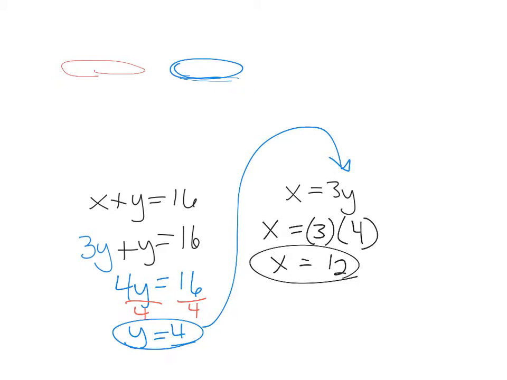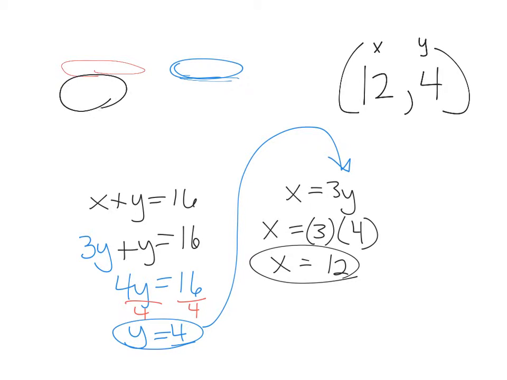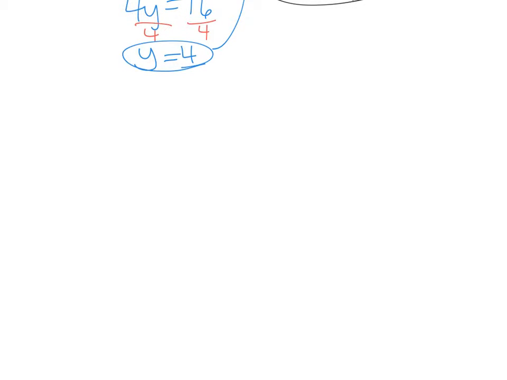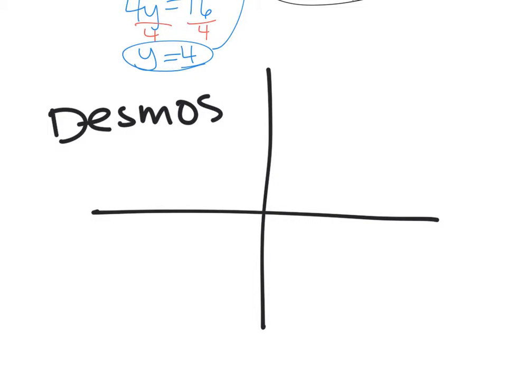So now that we know x is 12 and y is 4, that's our ordered pair. We now know that the two lines intersect at (12, 4), because remember, the first number is always the x-coordinate and the second number is always the y-coordinate. Now the cool thing is, if we used Desmos, remember, Desmos is your friend, and we graphed these two lines, they would cross and intersect right here at (12, 4).